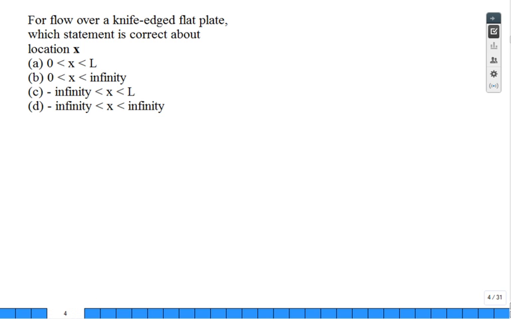Multiple choice. For flow over a knife edge flat plate, what we've been talking about, which statement is correct about the location x? Does x range from 0 to L, 0 to infinity, negative infinity to L, or negative infinity to positive infinity?